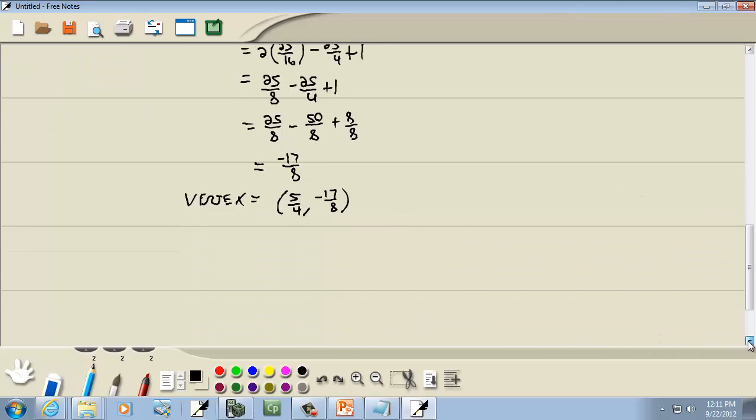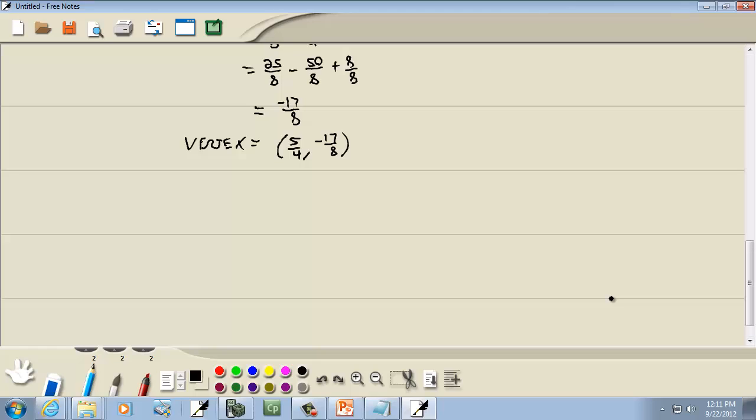Now let's think about what those represent. If I plug those in my calculator, 5 divided by 4 is 1.25. And 17 over 8, with a negative out in front, gives us about negative 2.1. This is approximately equal to that. We'll come back to that.